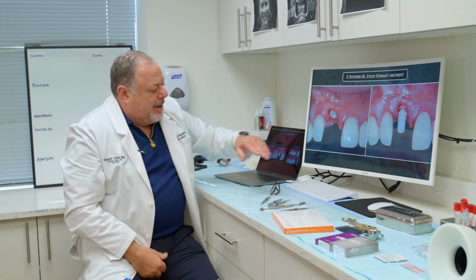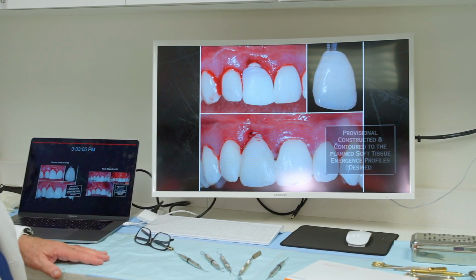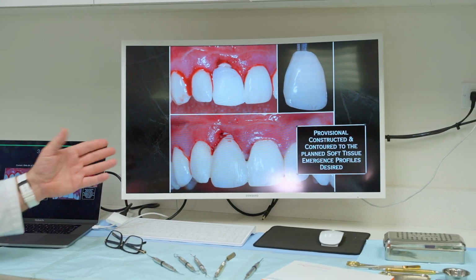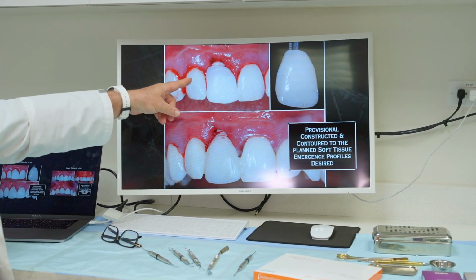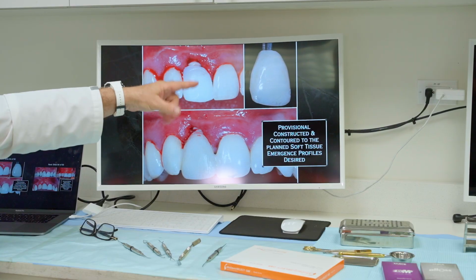So the implant is here. Then we're going to take her original crown. We duplicated it, and we're just going to retrofit that crown back now in acrylic. So here's our final temporary. You can see highly polished.